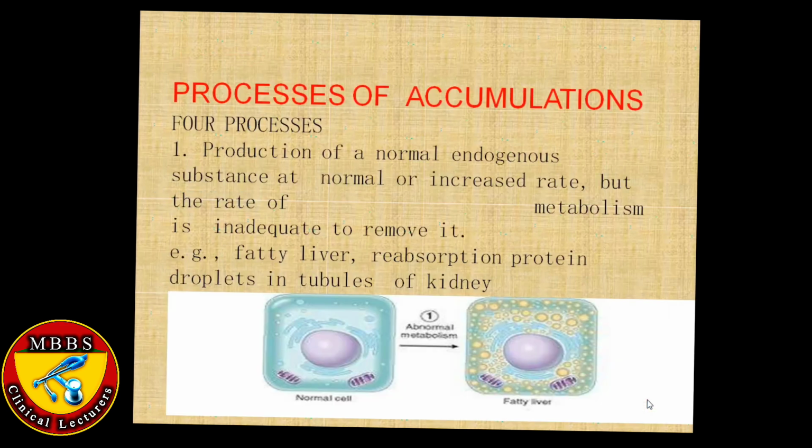Now let's talk about the process of accumulation. We talk about four major processes. Number one, production of a normal endogenous substance at a normal or increased rate, but the rate of metabolism is inadequate to remove it. Examples are fatty liver, and reabsorption protein droplets in the tubules of the kidney. So this is an abnormal metabolism, and these fats get deposited inside the cell.